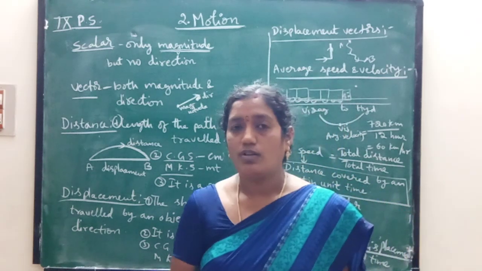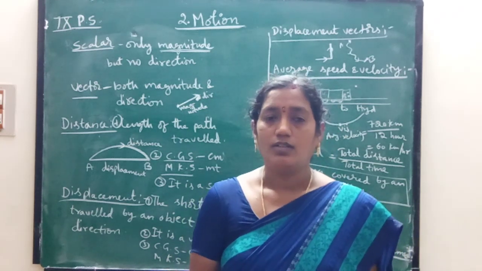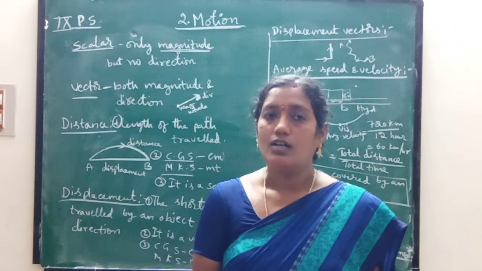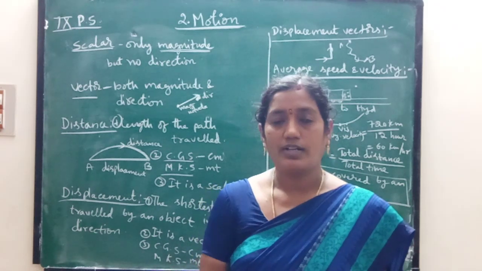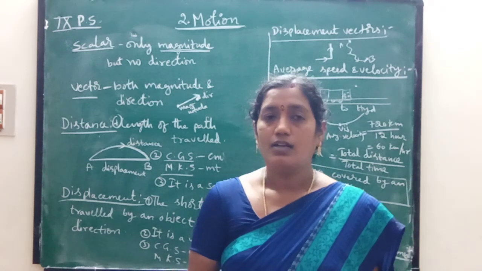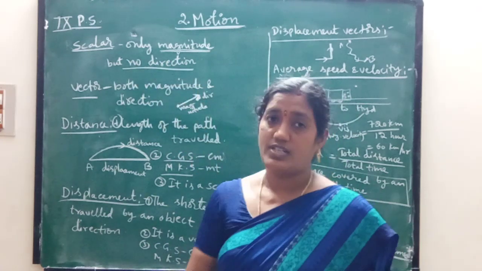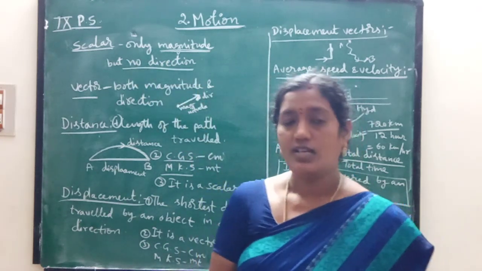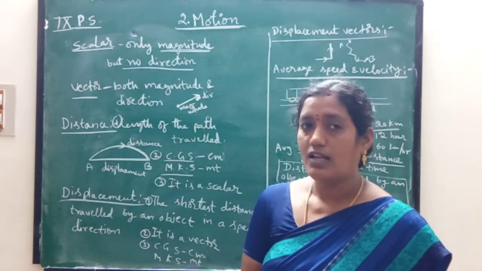Suppose if we want to ask you what is the length of the classroom, then you can measure with your instruments like a scale or tape, whatever you want you can take. For that we don't need any direction. No direction is required for measuring certain things. That is known as a scalar quantity.